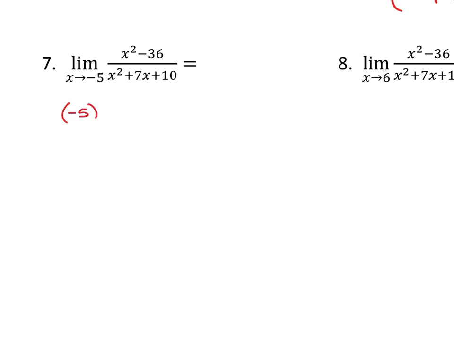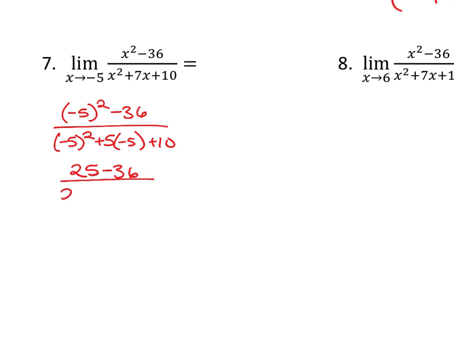So if we do -5 squared minus 36 over -5 squared plus 5 times negative 5 plus 10. Negative 5 squared is 25. Again, negative 5 squared, 25. 5 times negative 5 is negative 25 plus 10. That's a whole 7. I was just looking at my key like, what? Thank you. So that means that's a 35. That's better. What's going to happen in the denominator here?